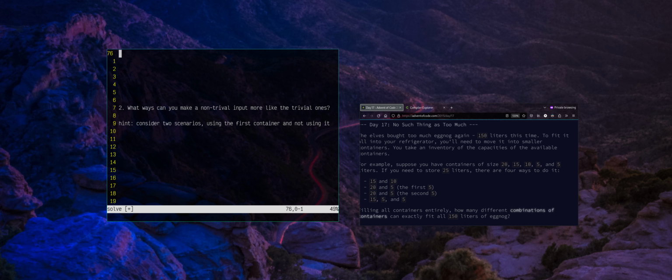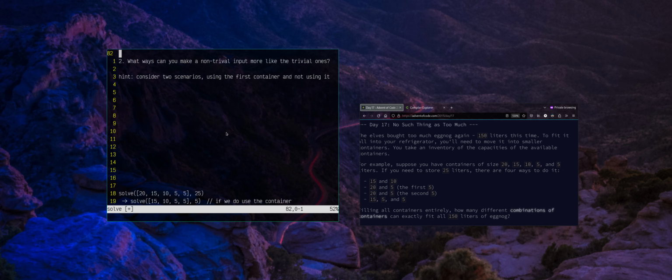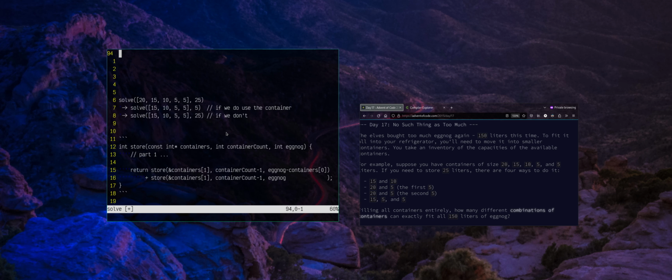If you've unpaused, here is the way, I guess. There are two ways that we can get closer to the trivial case. Both of them involve making a decision on this first container, right? There are all of the ways in which you use the container, and there are all of the ways in which you don't use the container.